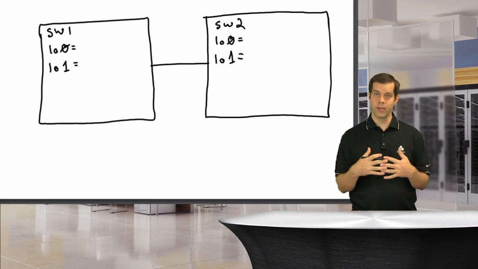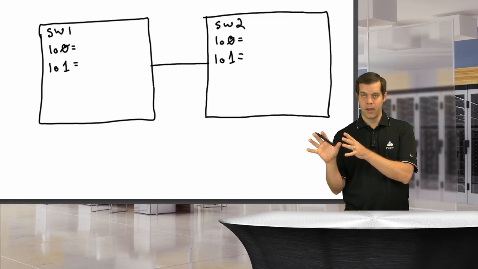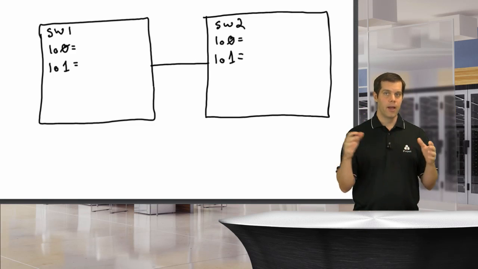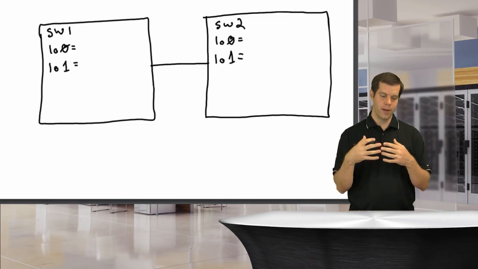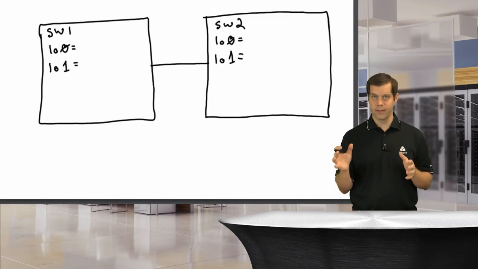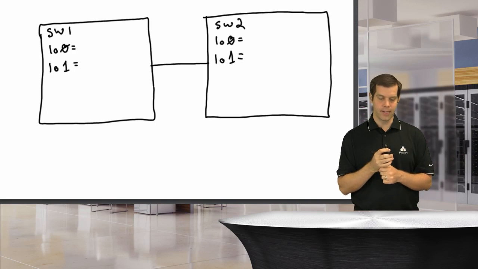MSDP allows for this coordination because switch 1 might have some RP information going on over here, switch 2 has other RP information going on over here, and they use MSDP to share this information. So both switches know what's going on across the entire organization, which multicast senders are out there, what groups are active on different VLANs, things like that.